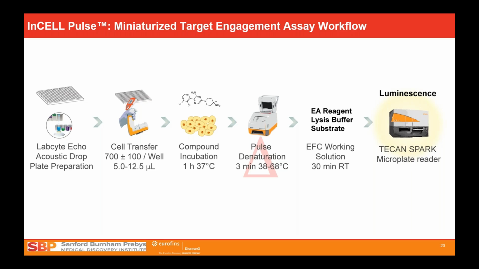Then you take the plate, and we put this on an Eppendorf X50 thermal cycler, which is capable of both isothermal experiments, but also these gradient experiments that I'm going to tell you about. So you can examine the span of temperatures all at once. Then after that, you add the DiscoverX InCELL Pulse reagent mixture cocktail, and we allow the plate to incubate in the dark for 30 minutes at room temperature. And then you can read out, we use a Tecan Spark microplate reader, the chemiluminescent signal.